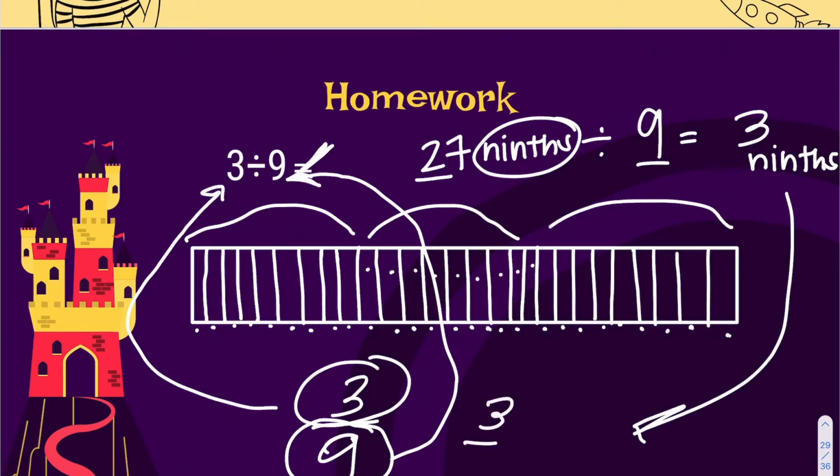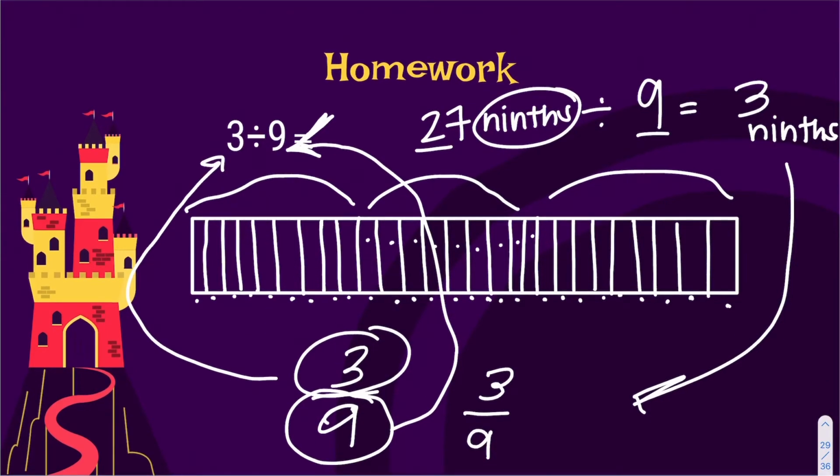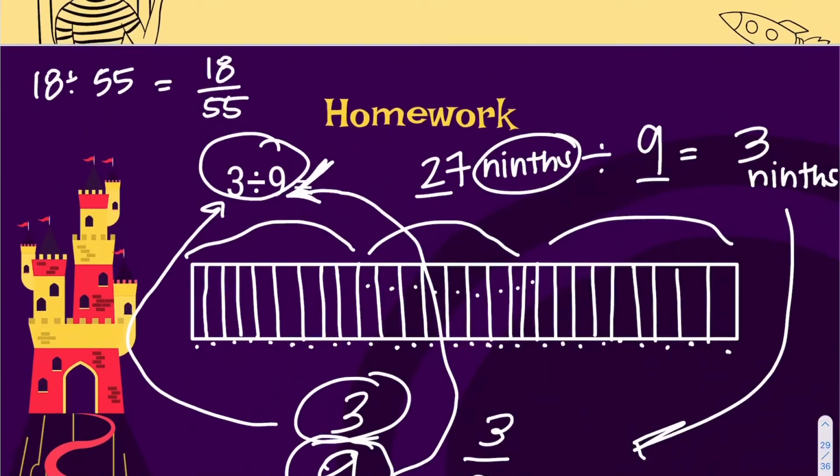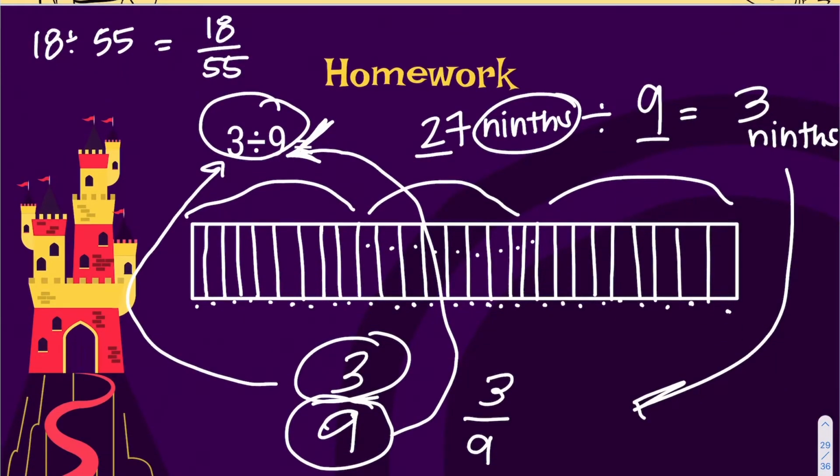Nothing seemed to change. This is showing us that in a division sentence, let's say 18 divided by 55, that can also be written as 18 over 55. It's the same exact thing. So that's just from last video. If you want to go and check that out again, you can.